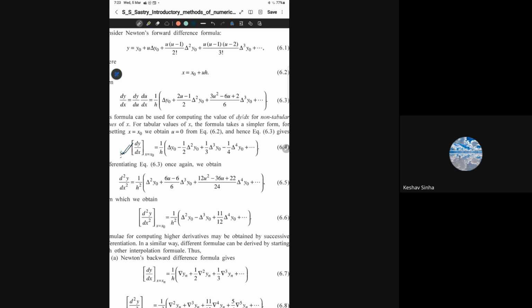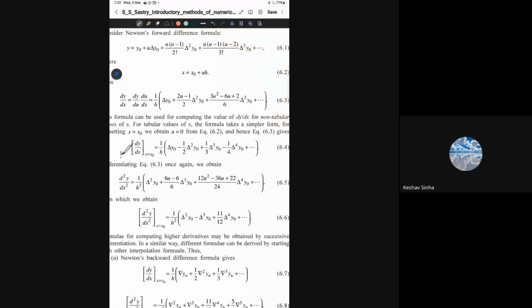dy by dx at x equal to 0 is equal to 1 by h. h is known, 0.2. Delta y0, so first order delta. Delta is known, y0 is known. Next one is delta square y0 divided by 2. Next one, delta cube y0 by 3. Next one, minus 1 by 4, delta 4 y0.